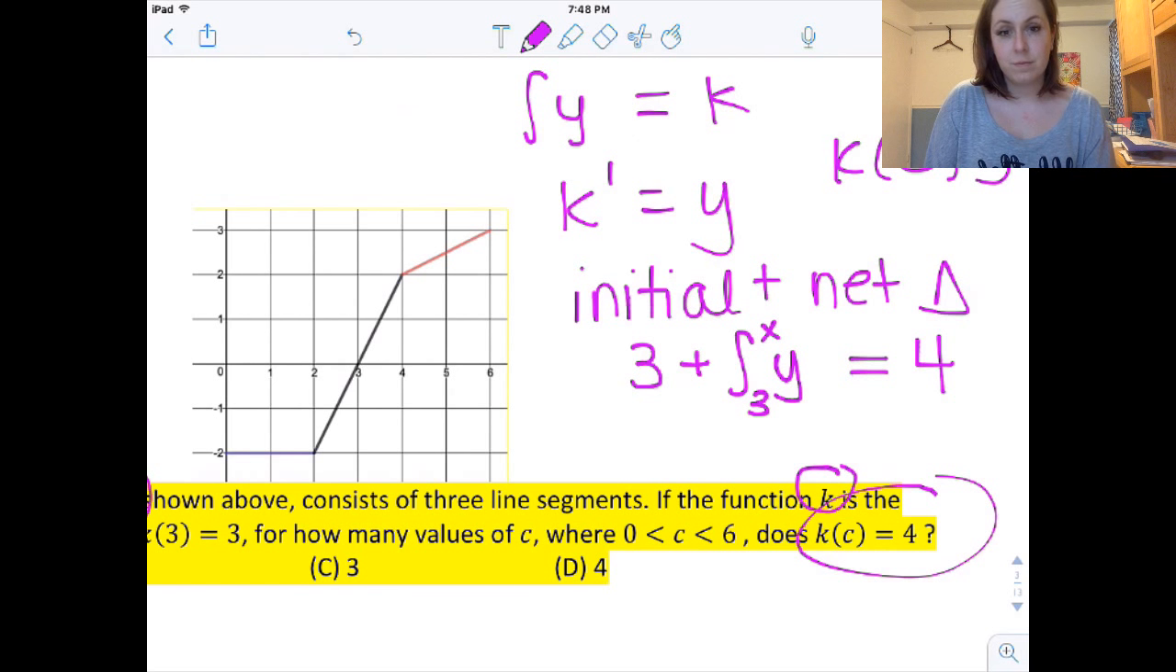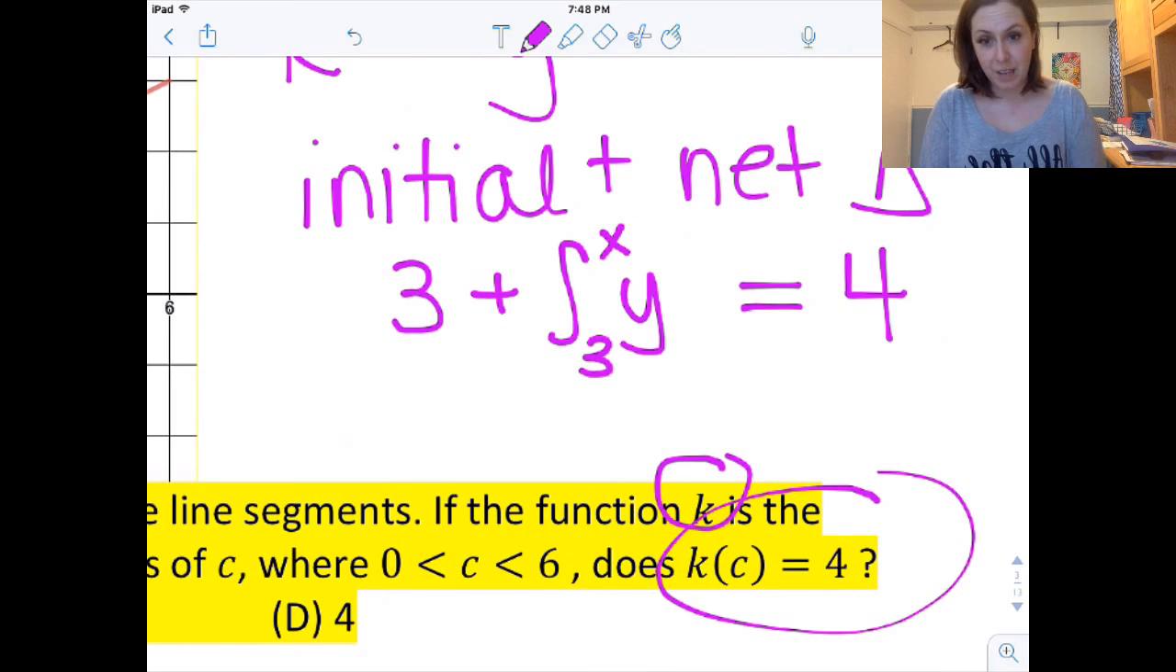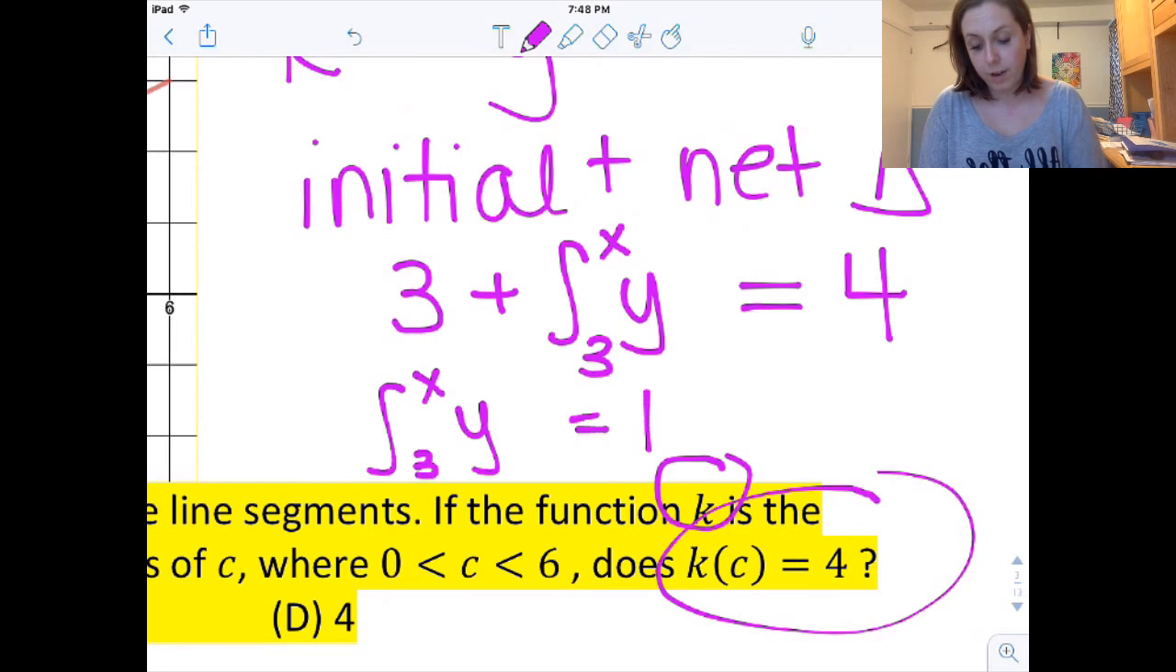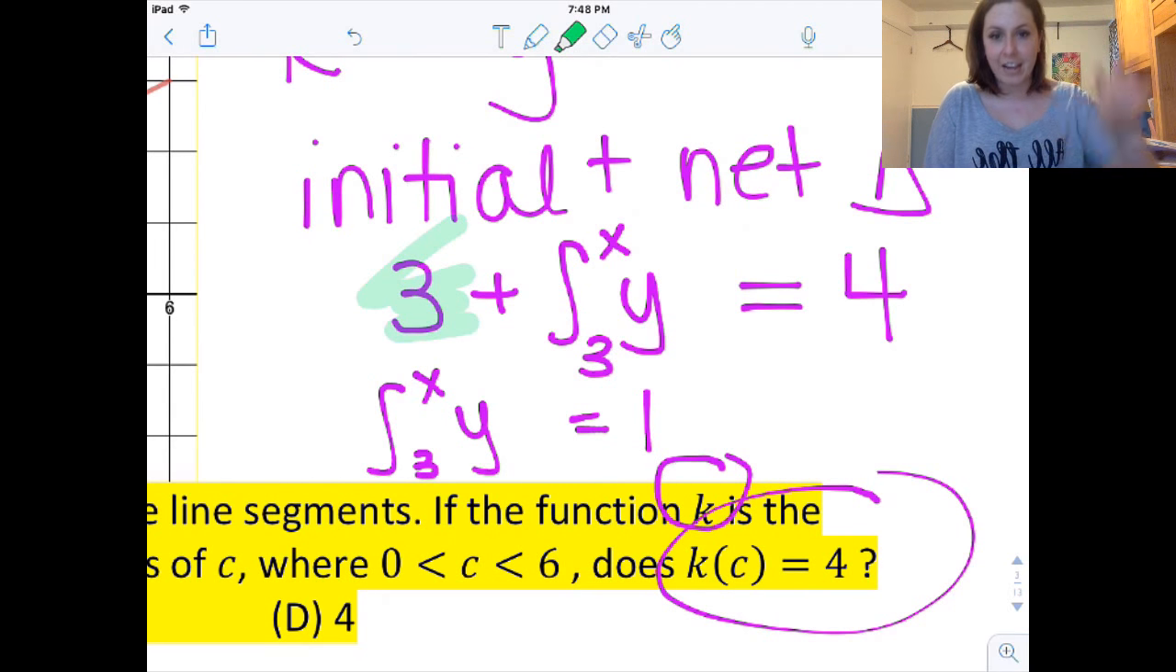So what this says to me is that I need my integral from 3 to x of y to equal 1. I'm just subtracting this over to the other side. Because if you're starting at 3, what you need is for that accumulated area to be 1 more to get 4. Starting at 3, you'd be adding 1 more unit of accumulated area to get 4. So that's what I'm going to think about.